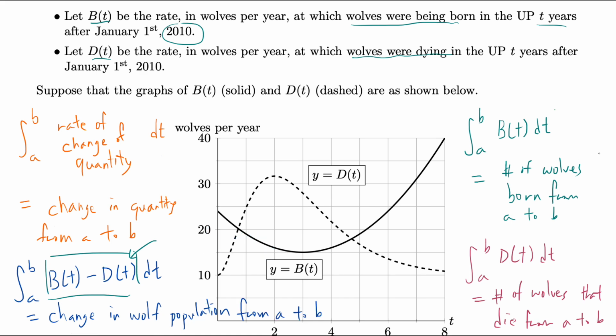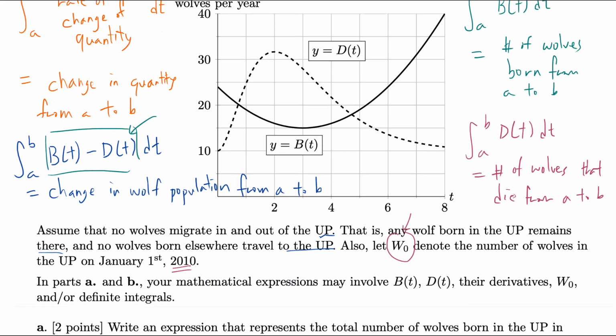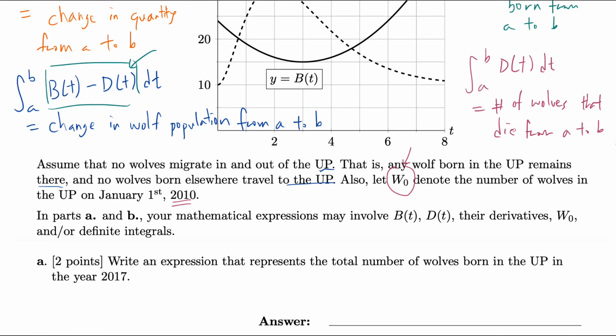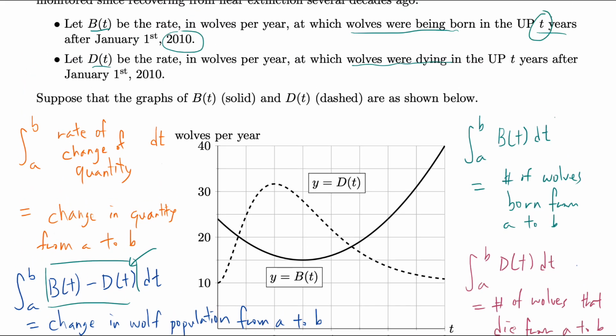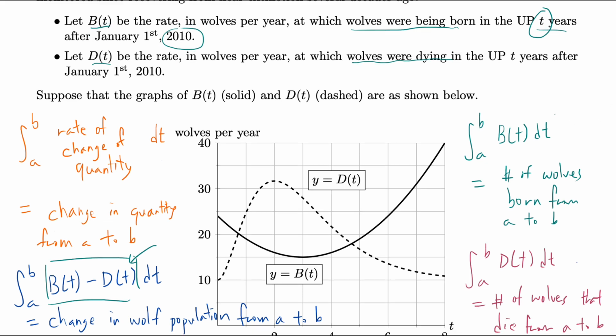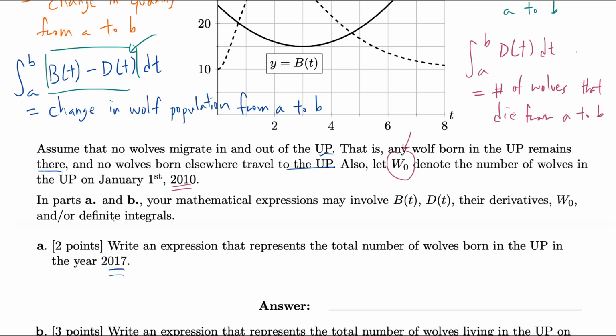So these are some key concepts to remember. Now let's actually try looking at the questions. Part A: write an expression that represents the total number of wolves born in the UP in the year 2017. Let's remember that t stands for the number of years after January 1st of 2010. So the start of 2017, January 1st, 2017, corresponds exactly to t equals 7.